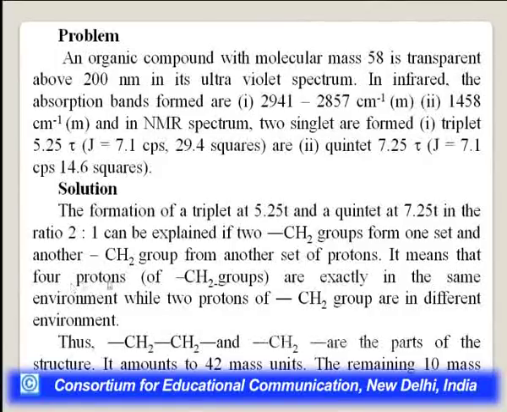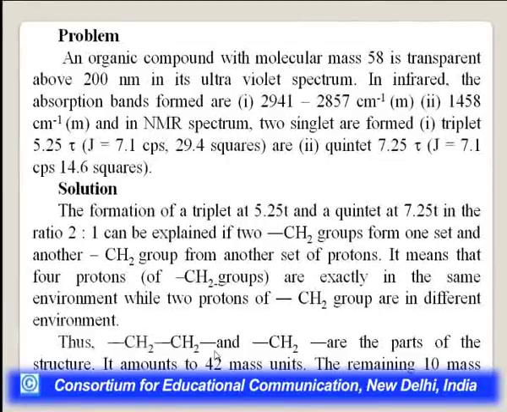It means that 4 protons are exactly in the same environment, while 2 protons, that is one CH2, are in a different environment. Because if you remember the splitting pattern, for CH2 we will get a triplet, and for the other CH2 groups there are total 4 protons, so we will get a quintet, 4 plus 1. So these should be the parts of the structure.